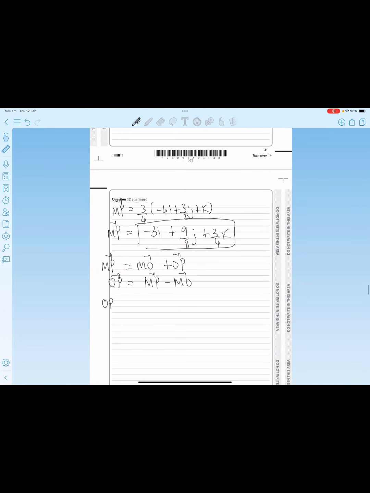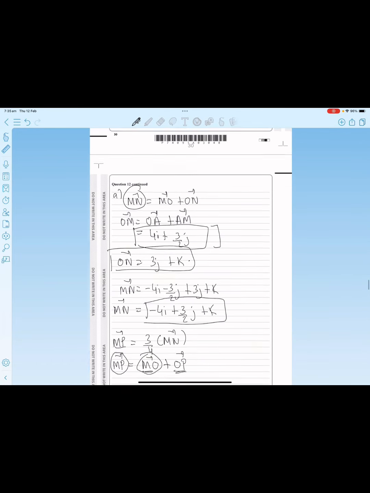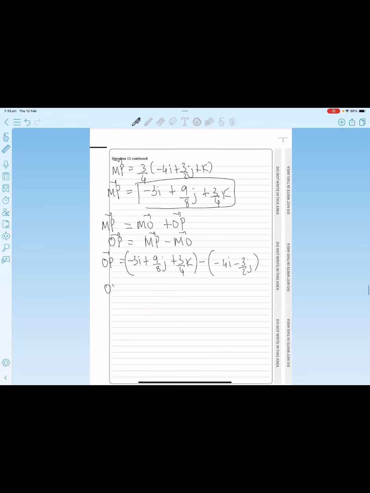And that is OP, which is going to be minus 3i plus 9 over 8j plus 3 over 4k minus MO, which is the negated version of this, because this is OM. So minus 4i minus 3 over 2j. Let's expand a little bit more. OP is going to be minus 3i plus 9 over 8j plus 3 over 4k plus 4i, plus 3 over 2j.